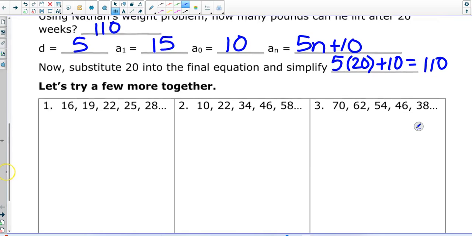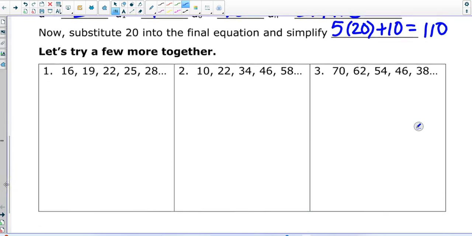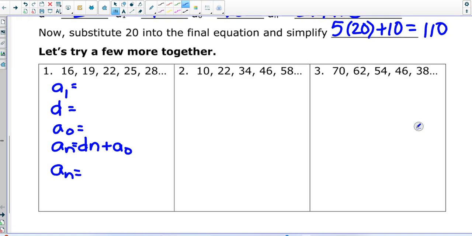So let's try a few of these together. I want you to write down your A1 term, your D, A1, D, your A0. Here is the formula we're using, A sub N equal to D N plus A0, and then what your actual formula is, okay? So our A1 is 16, that is the first number in our sequence.